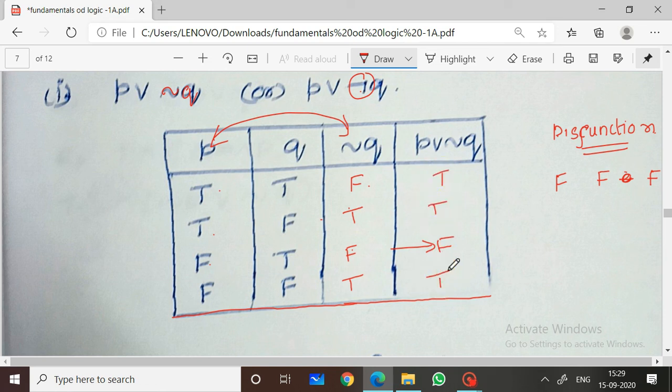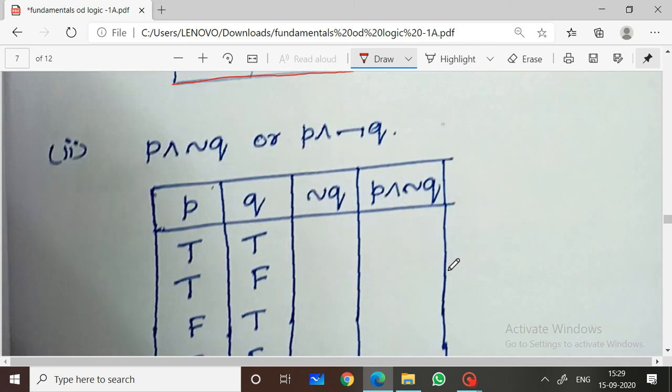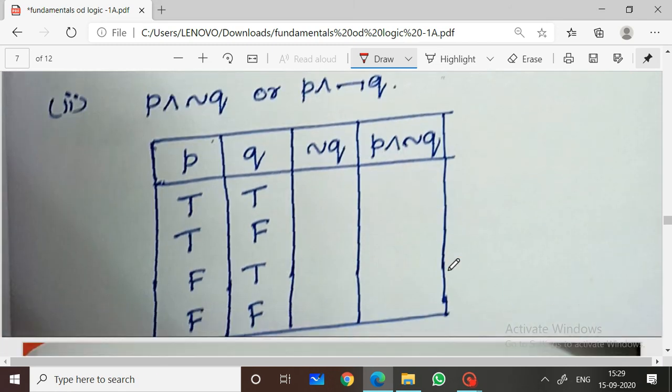Is it clear? Now next one, P conjunction negation Q. First take negation of Q: true, then false, true, false, true. Now for the conjunction, the value is true only if both are true. So both true occurs here, T, T. So only this case is true, and in all the remaining cases the value is false. So this is the truth table.